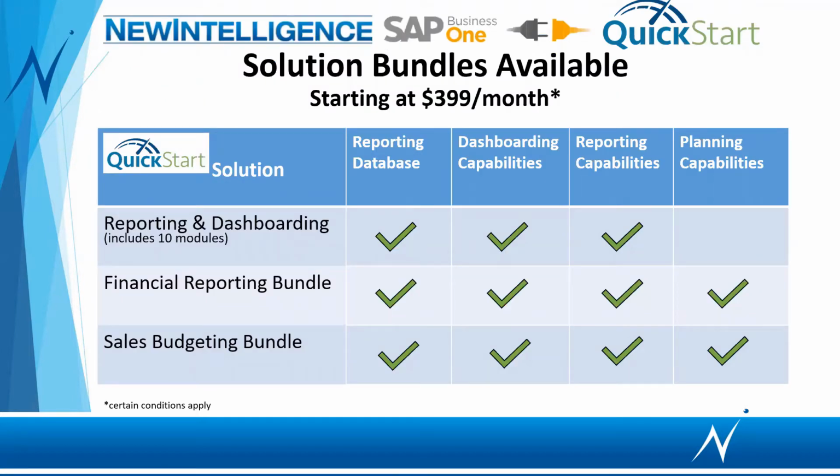Our reporting and dashboarding solution covers 10 modules within the SAP B1 solution. Additional modules can include financial reporting and/or sales budgeting. Each of these solutions include a reporting database, dashboarding capability, and reporting capability, with the possibility of adding planning. Solution pricing starts at $399 a month with certain conditions.